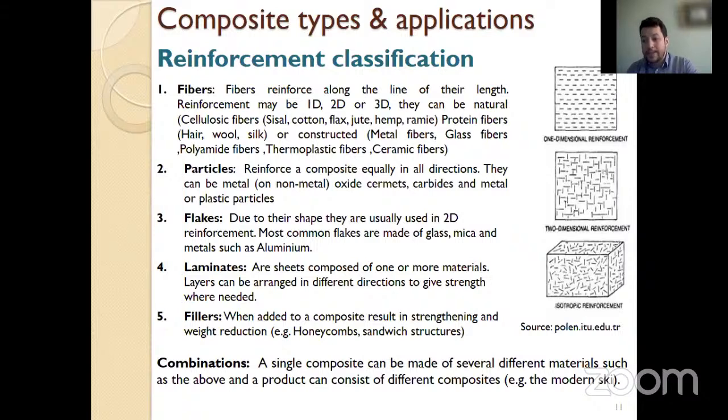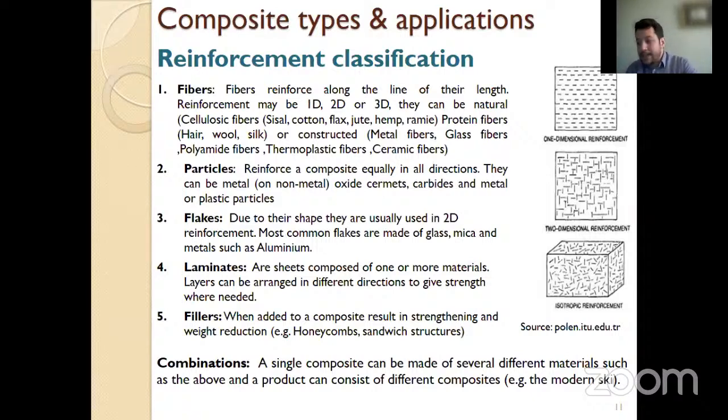We have laminates, which are sheets composed of one or more materials. Layers can be arranged in different directions to give strength where needed to the composite. We have fillers, which, when added to a composite, result in strengthening and weight reduction. Examples are honeycombs and sandwich structures. Combinations: a single composite can be made of several different materials, such as the above, and a product can consist of different composites. Example: the modern ski.